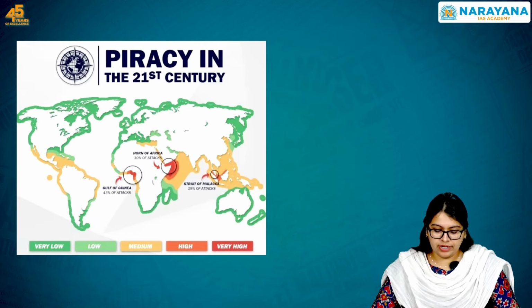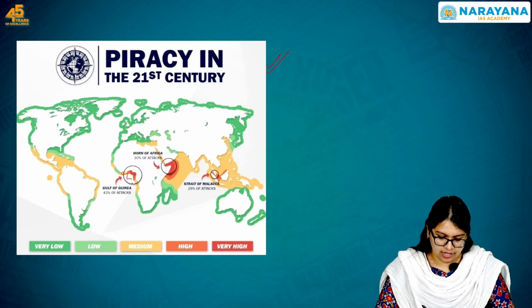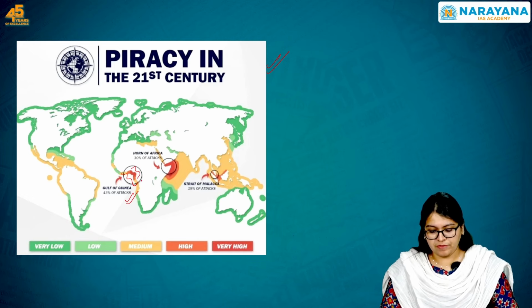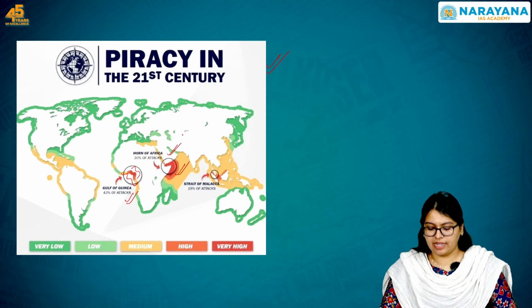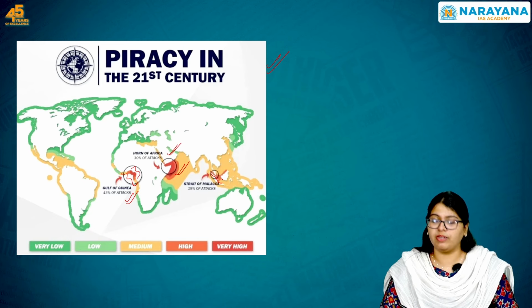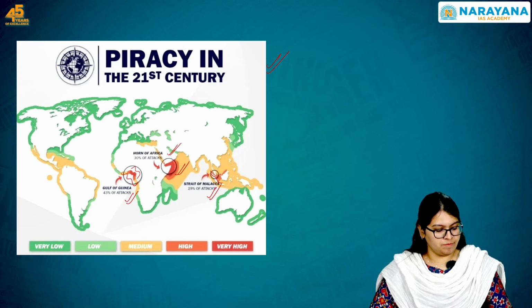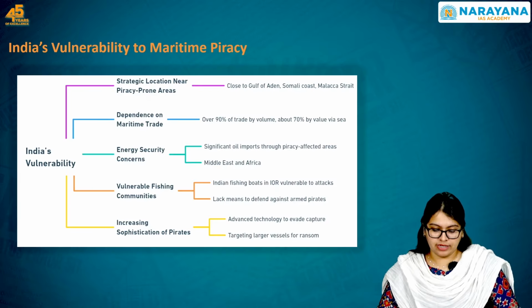So moving forward, if you look at this particular map, we can see the areas of high vulnerability. For example, the Gulf of Guinea, which has 43% of the attacks, followed by the Horn of Africa, where there are 30% of attacks. And also if we see over here, the Strait of Malacca, which accounts for 19% of piracy attacks. So moving forward, let us understand India's vulnerability to maritime piracy.